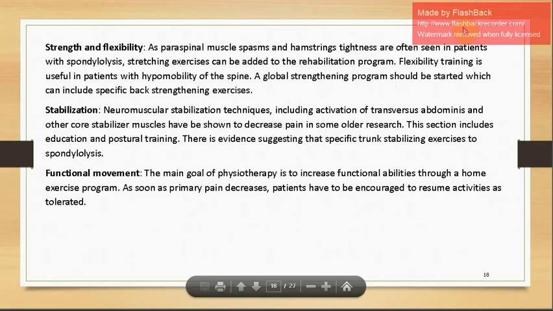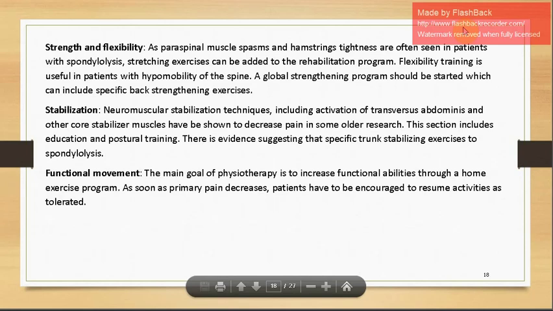Stretching exercises can be added to the rehabilitation program. Flexibility training is useful in patients with hypomobility of the spine. A global strengthening program should be started, which can include specific back strengthening exercises. Stabilization techniques, including activation of transverse abdominis and other core stabilizer muscles, have been shown to decrease pain in some research. This section includes education in postural training, with evidence suggesting that specific trunk stabilizing exercises are beneficial for spondylolysis.